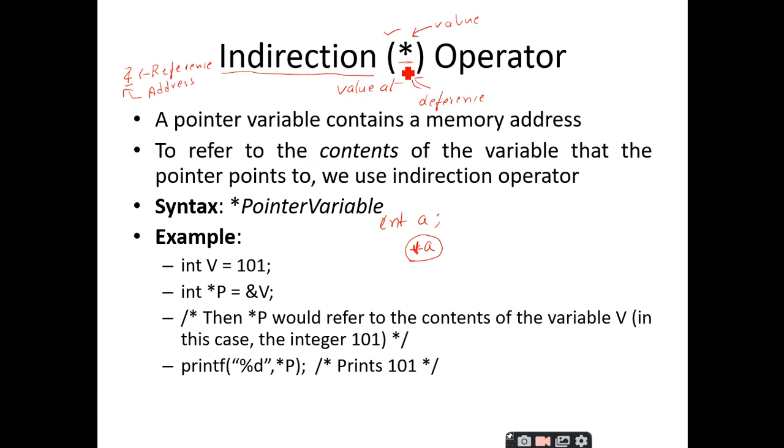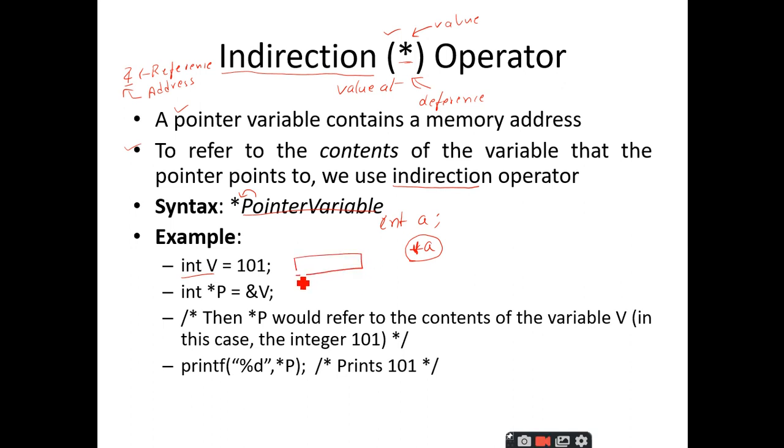When I apply the indirection operator to the pointer variable, it tells the compiler to take the value at that pointer. Let us take an example. The syntax is very simple: you take the pointer variable and the star symbol should precede it. As I told you, the pointer variable contains the memory address, and to refer to the contents of the variable pointed to by the pointer, we use the indirection operator, and the syntax is star followed by the pointer variable. So, int v is equal to 101.